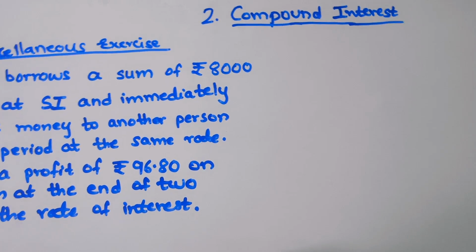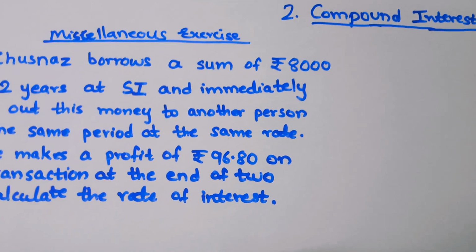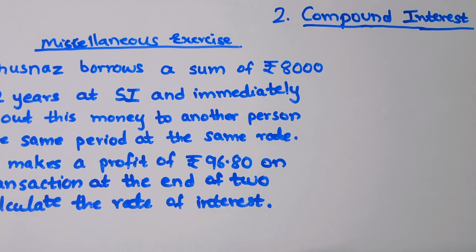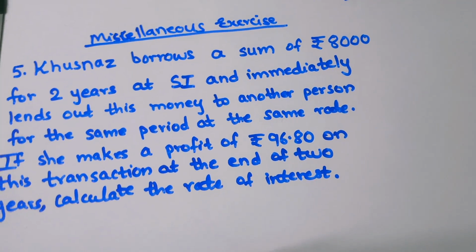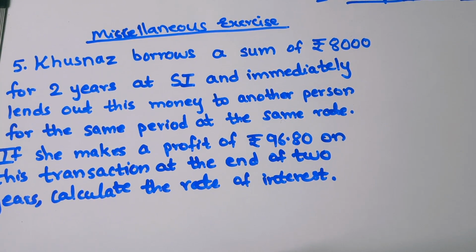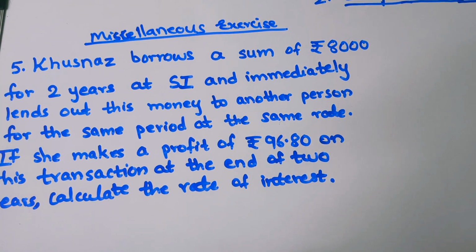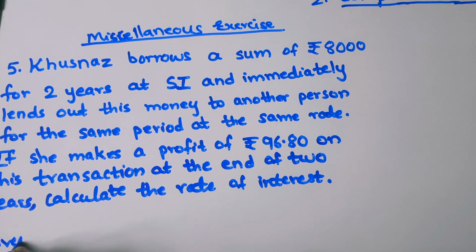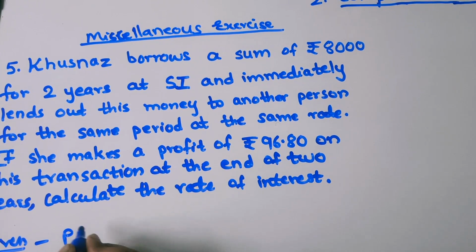Everyone, today we'll be solving the fifth sum from Exercise 2, Compound Interest. The question says Krishna borrows a sum of rupees 8,000. Now here the sum of rupees 8,000 means what is the given value? Our principal amount is 8,000.